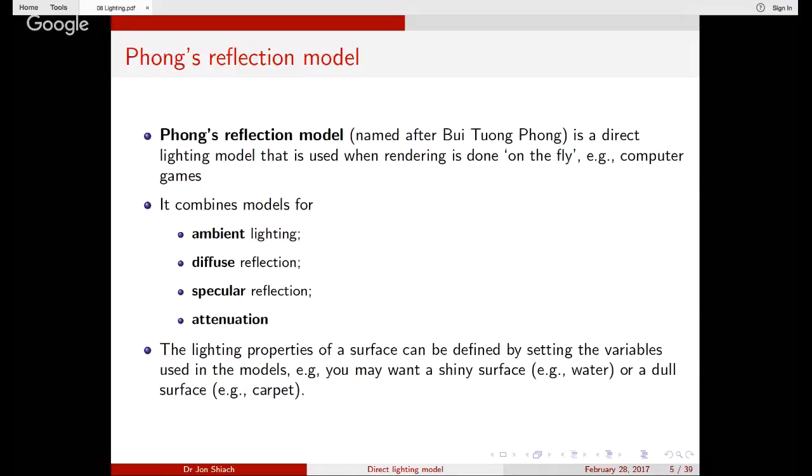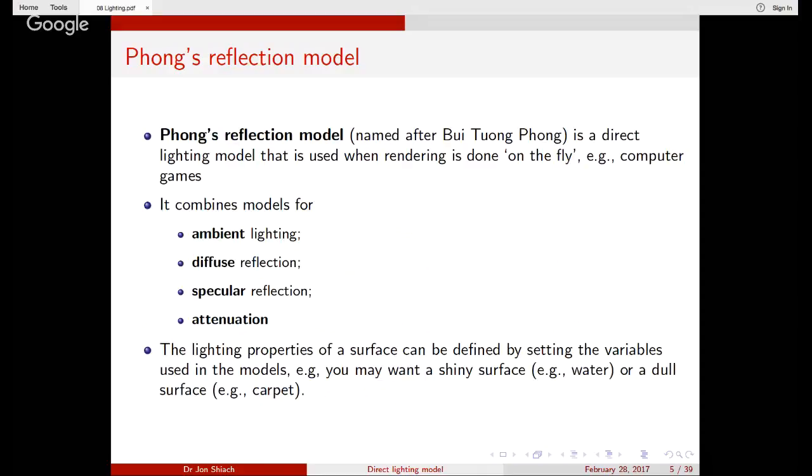Okay, so we'll be looking at Phong's reflection model, named after, I don't know how to pronounce it, it's a Vietnamese name, Bui Tuong Phong. He was actually at Utah as well with Yule, so with the teapot. So in the early 70s, University of Utah were fairly prolific in the graphics research. It's a direct lighting model, which is, as I said, used on the fly. So it will calculate the lighting quite quickly.